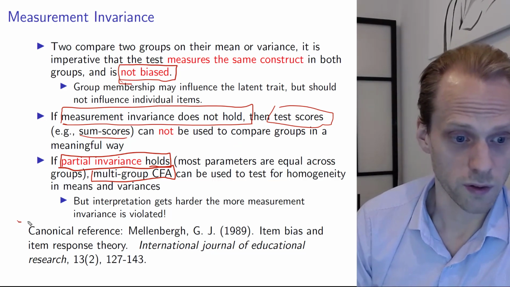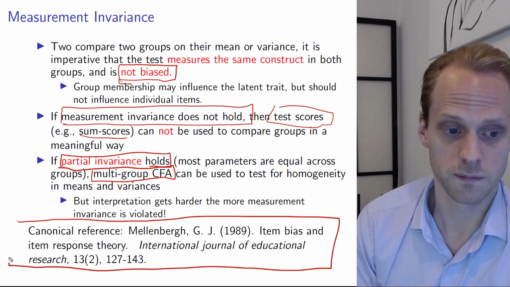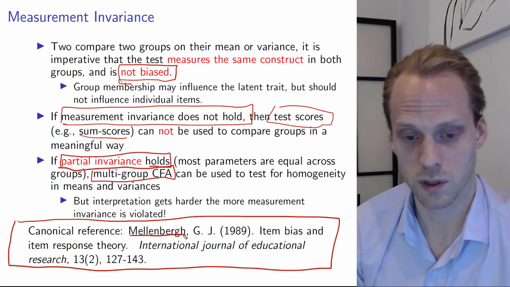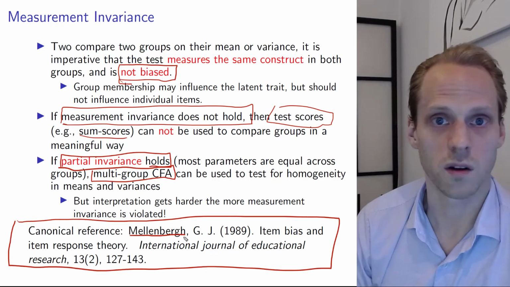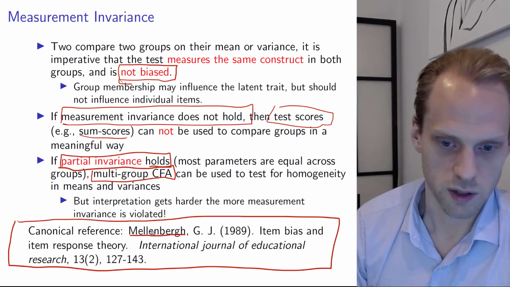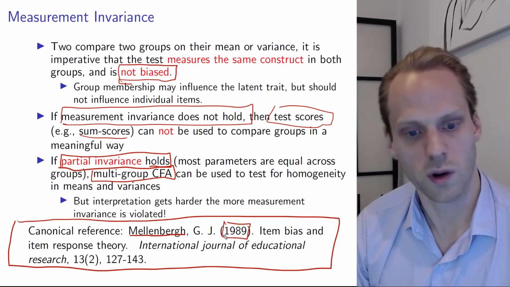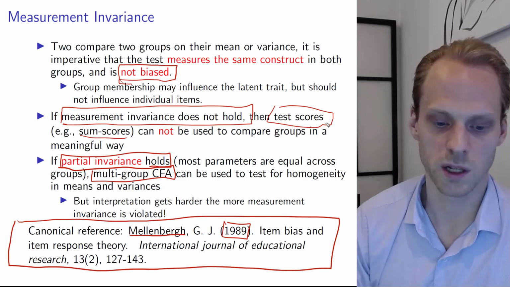The canonical reference for measurement invariance testing is this great paper by Meredith. And Meredith is at our department. He's now emeritus professor. You sometimes see him walking around still, but he's not around that much anymore. But this 1989 paper is really the canonical reference for measurement invariance testing in general. So if you want to read more about it, that would be the starting point.